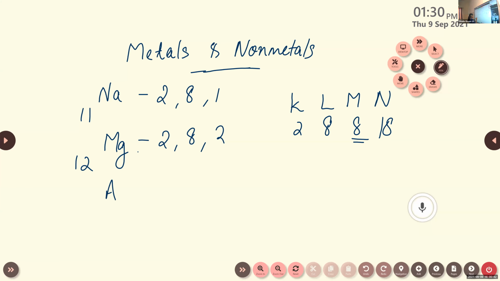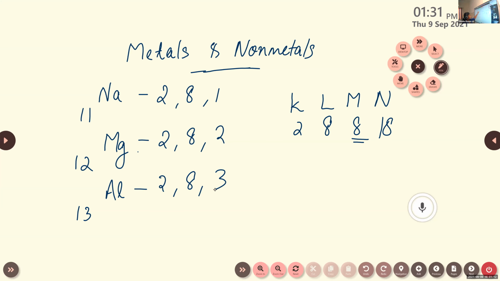Here next one is aluminium. Its atomic number is 13. So Delvin, now can you tell me the electronic configuration of aluminium? 2, 8, 3. Okay. So that's about the electronic configuration of certain metals.